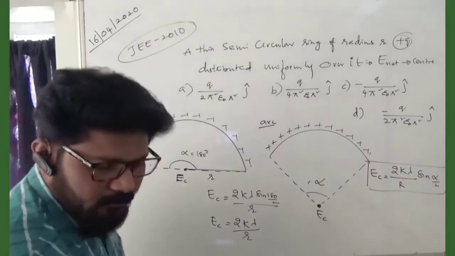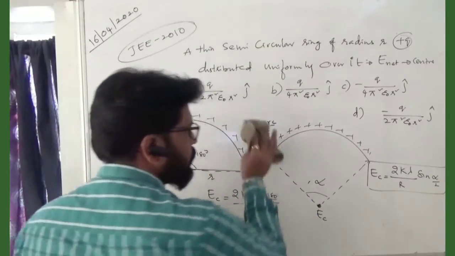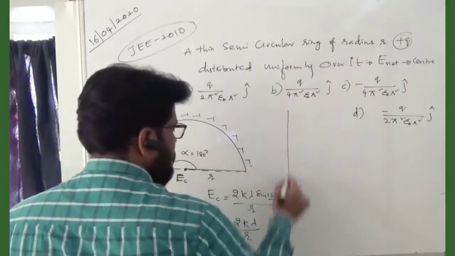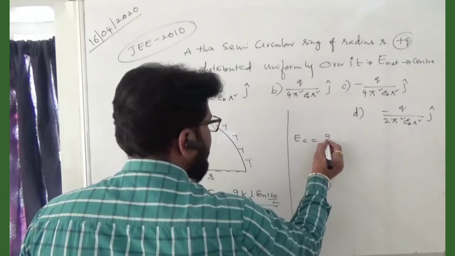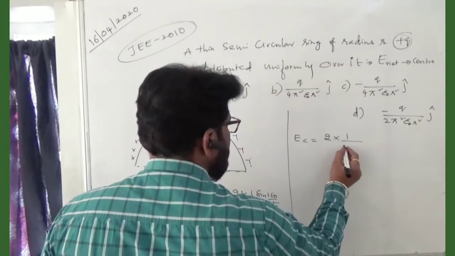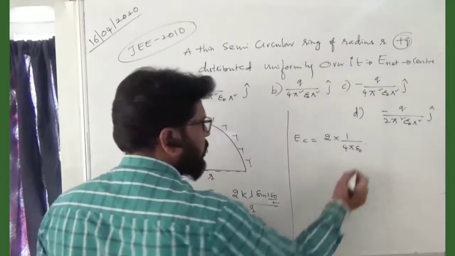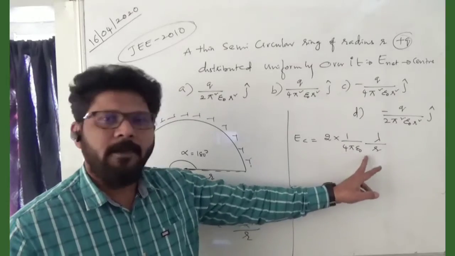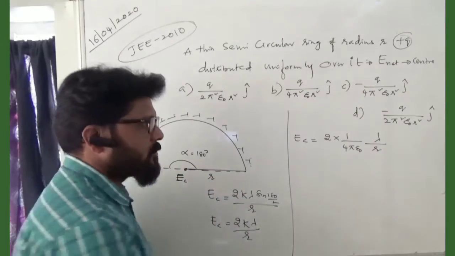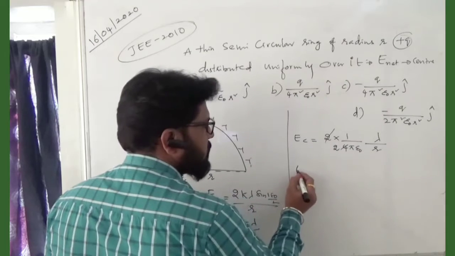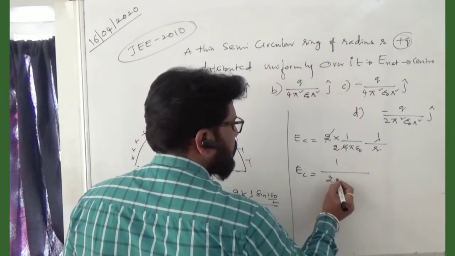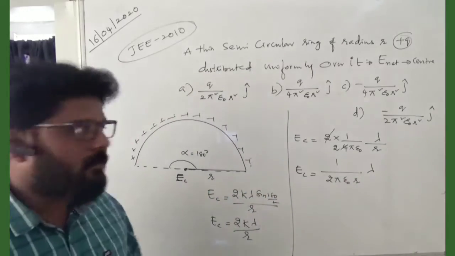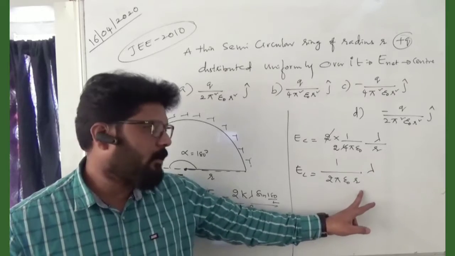Now how do we calculate? Now see. First, k we have to remove from here. K is nothing but 1 by 4 pi epsilon naught. So E is equal to 2 into 1 by 4 pi epsilon naught into lambda divided by r. So 2 cancels, and now E at the center is equal to 1 by 2 pi epsilon naught r into lambda. Till this point we got.